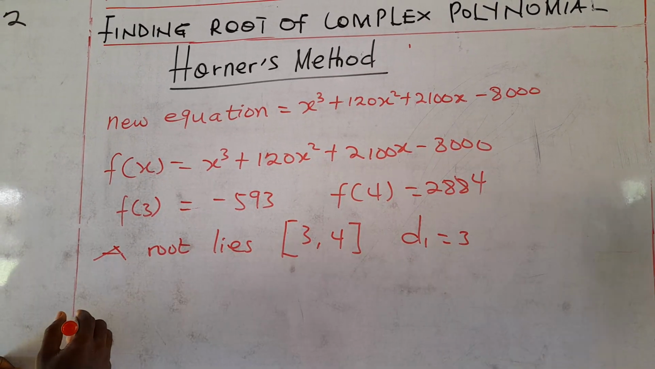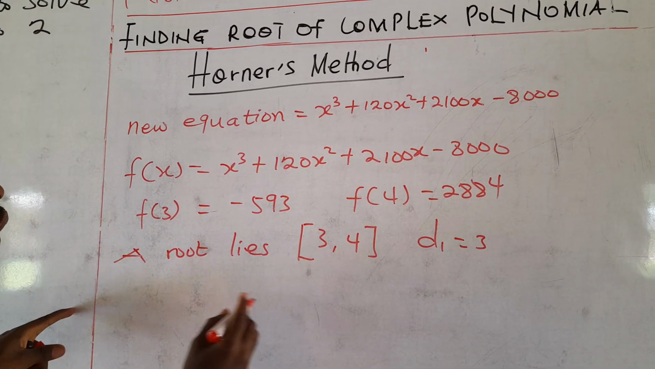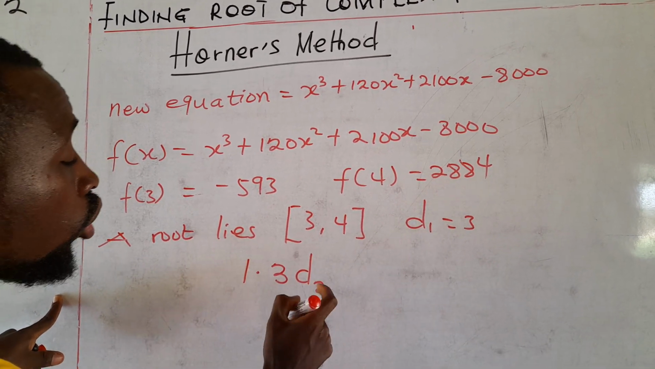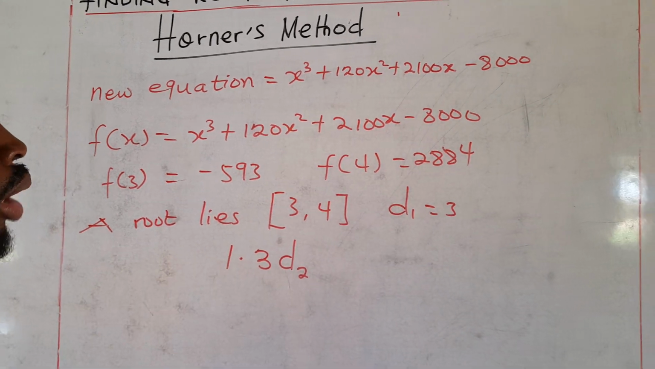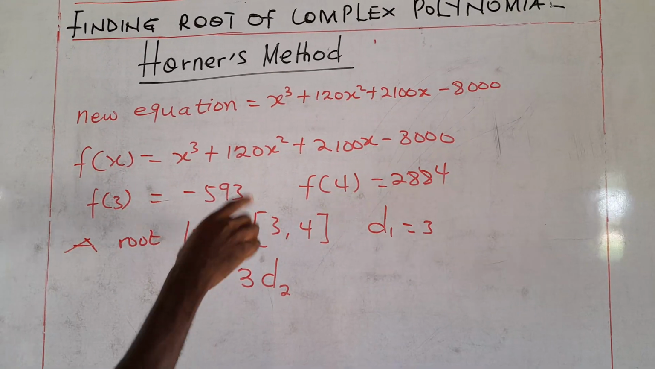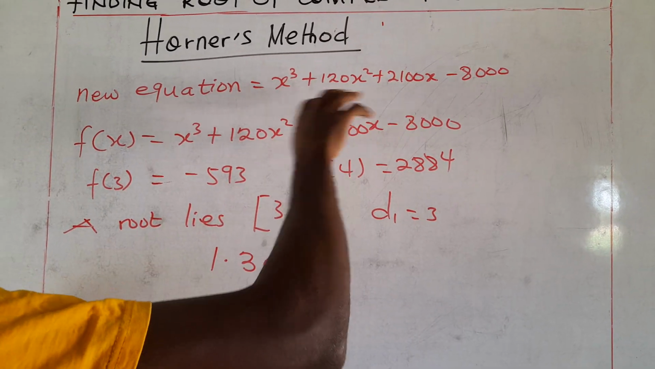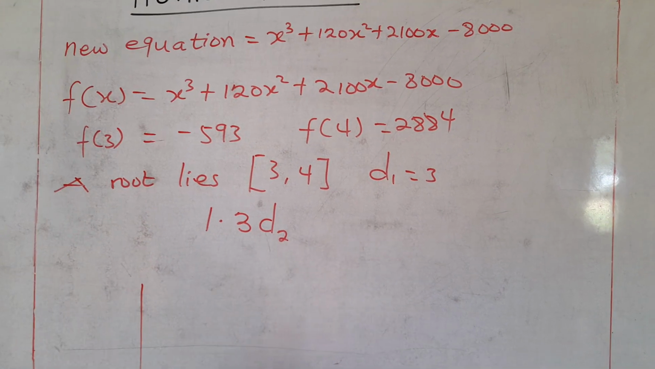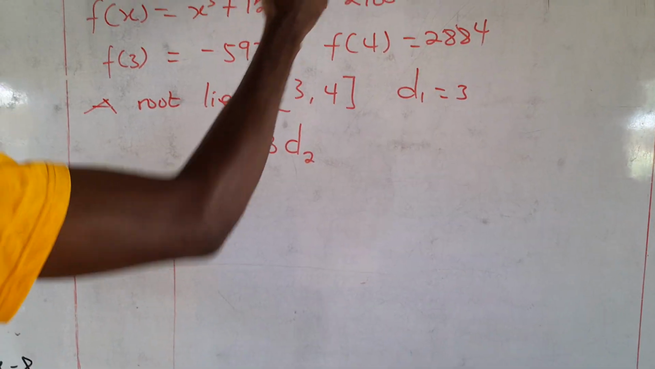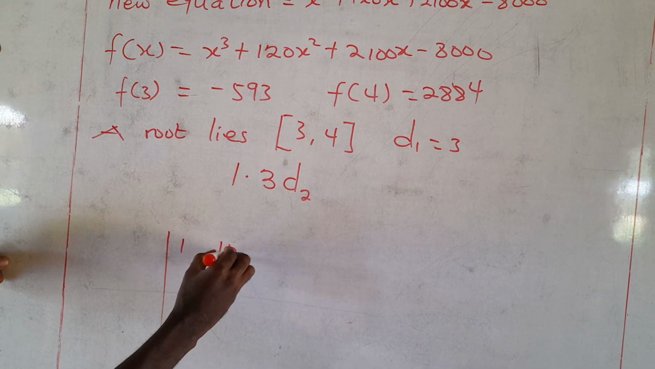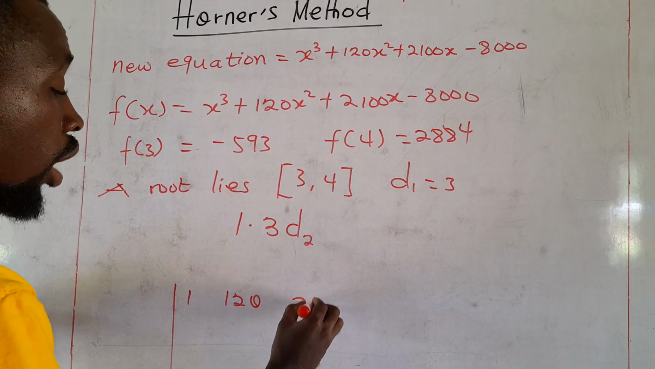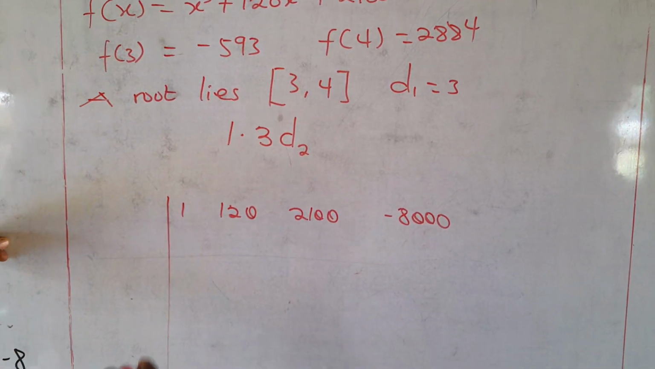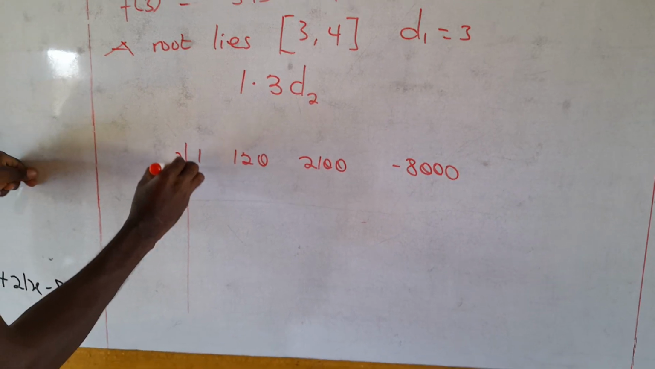So we can say that our root now is 1.3d2. We need to find that d2 again. Remember they say to 2 decimal places. We need to find the d2 again by doing the division algorithm for our new equation. So we'll still draw our table. Then we write the coefficients 1, 120, 2100, then minus 8000. So what do we use to divide? We use the 3 to do that.